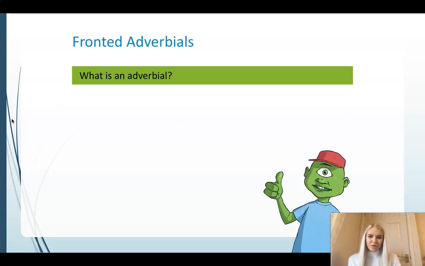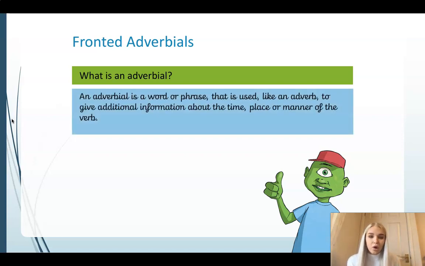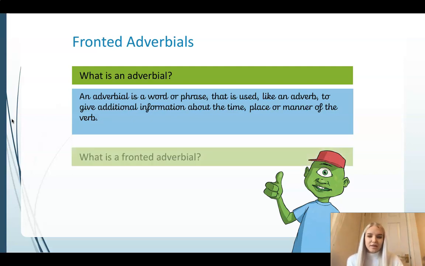But some of you might be thinking, what is an adverbial? Well, an adverbial is a word or a phrase, so a group of words, that is used a bit like an adverb is used. And it gives additional information about either the time, the place, or the manner of the verb. So the manner of the doing word, the action. A bit like an adverb does, because when we add an adverb, it describes how the verb is doing. So if we are walking, that's our verb, but slowly walking would be our adverb. But today we're going to be focusing on adverbs of time.